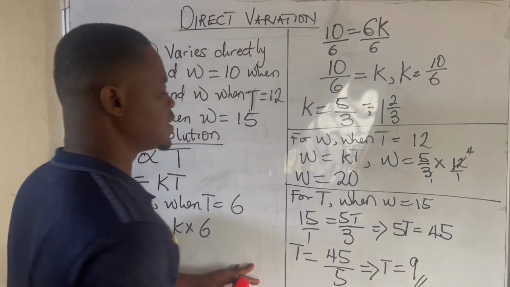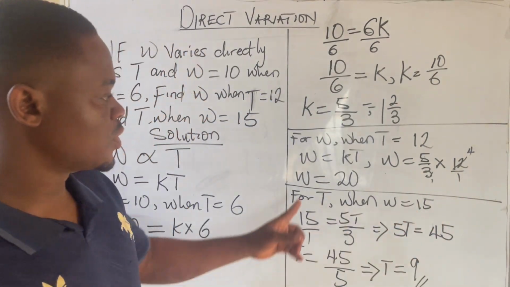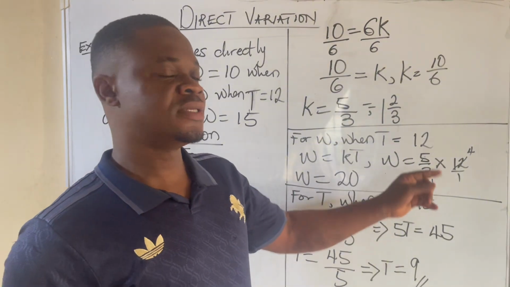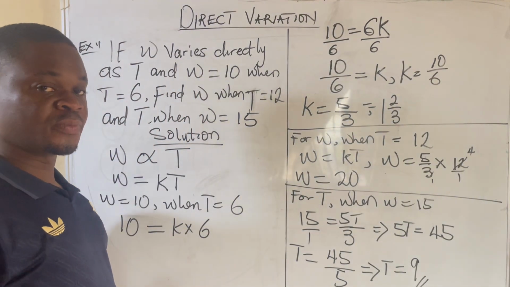So T is equal to 9 when W is 15, and W is equal to 20 when T is equal to 12. So this is how to solve this variation problem.